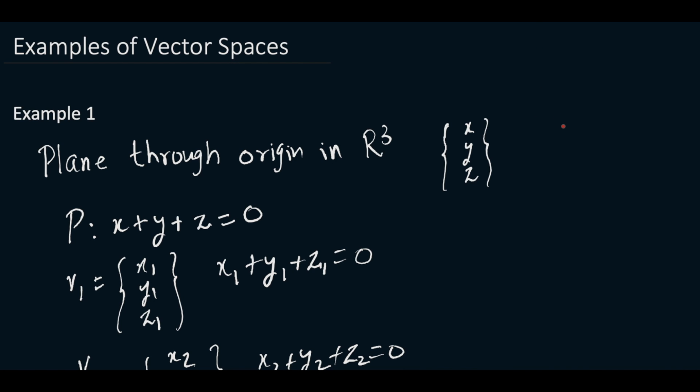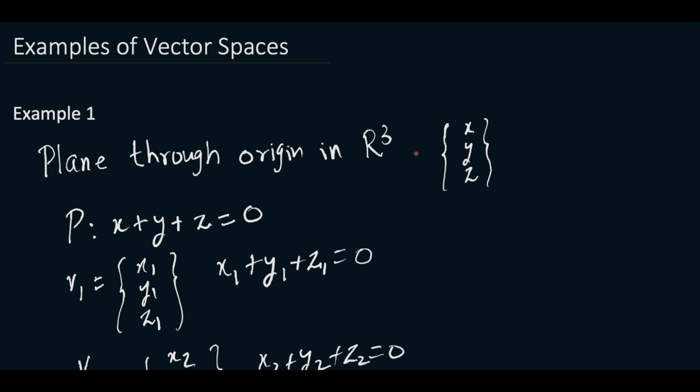Hello my dear friends. In this video we will see some of the examples of vector spaces. In the last video we saw what vector spaces are. In this video we will carry on with vector spaces and some of its examples. Let us take our first example. Our first example is a plane going through the origin.